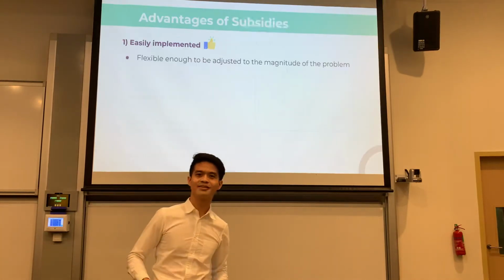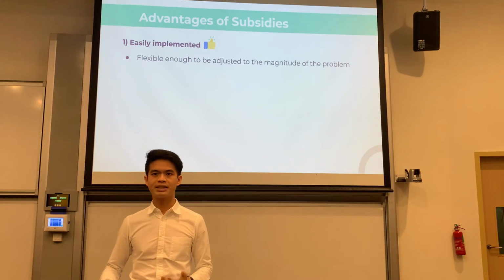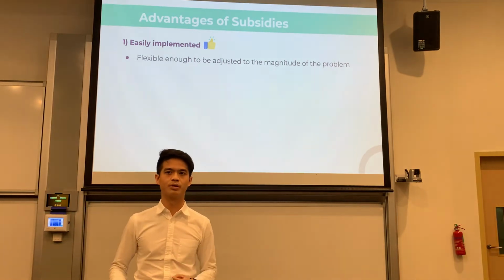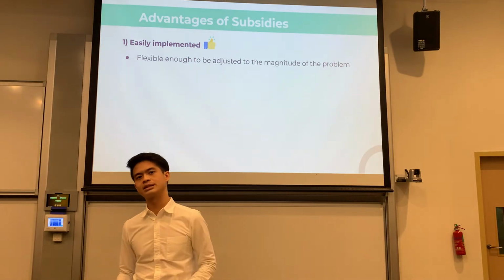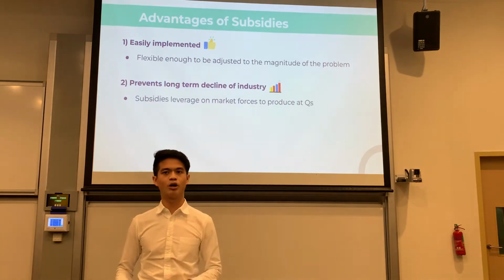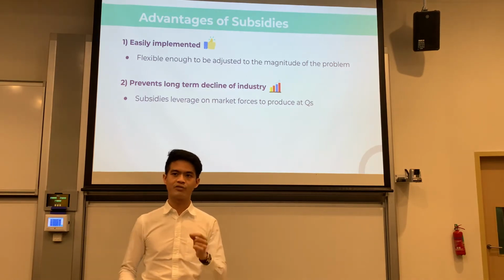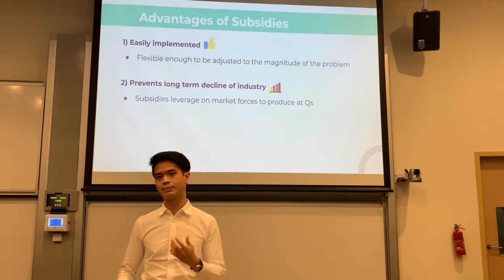That's great, isn't it? The reason why subsidies are fantastic is because it's flexible. It can be easily adjusted to the magnitude of the problem. So, if we want the firm to produce a lot more, we simply give them more subsidies and vice versa. Secondly, this prevents long-term decline of an industry because subsidies leverage on market forces and they do not need to spend beyond their budget to increase quantity supplied.